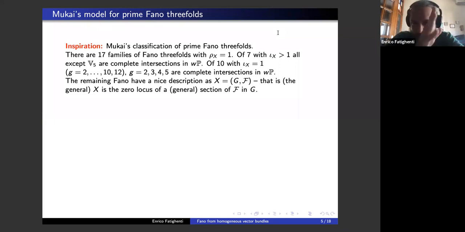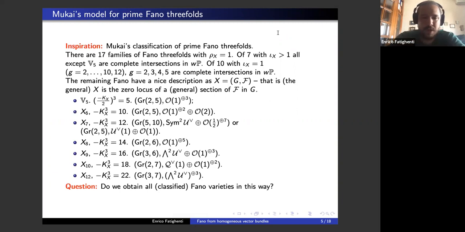I'm going to pause a second to point out this definition. From this point on, whenever I write X equal to (G, F), what I mean is that X, the general X, is given by the zero locus of a general section of a vector bundle F, which is a vector bundle over some variety G.